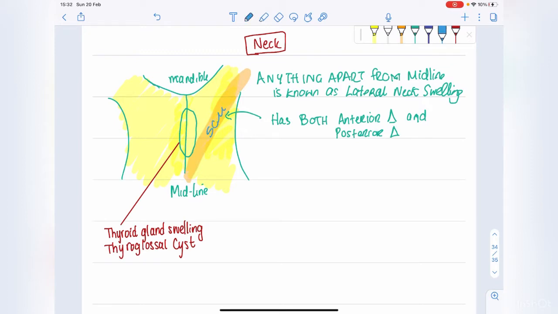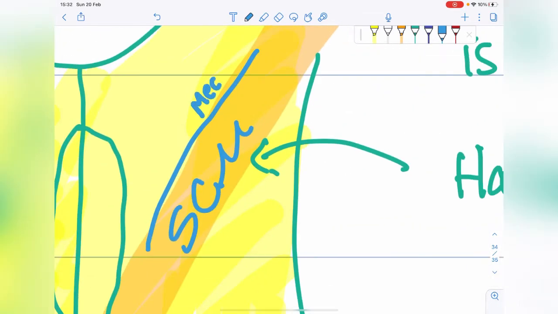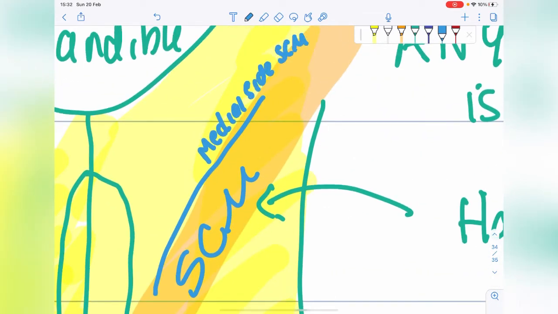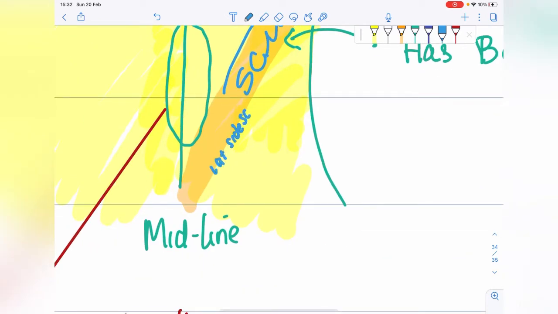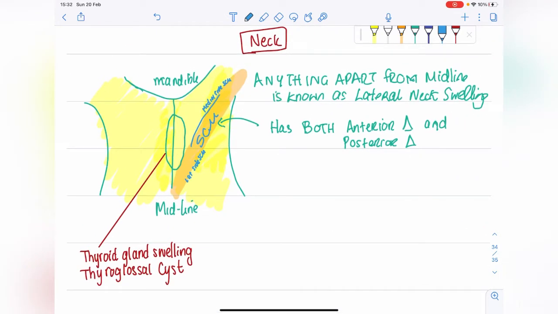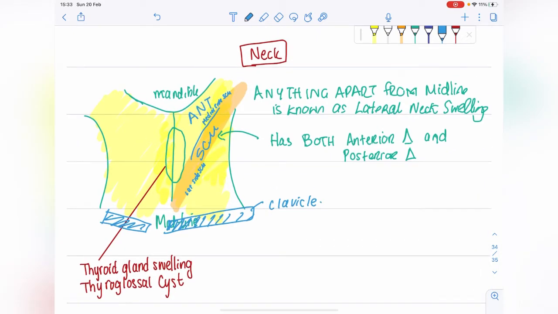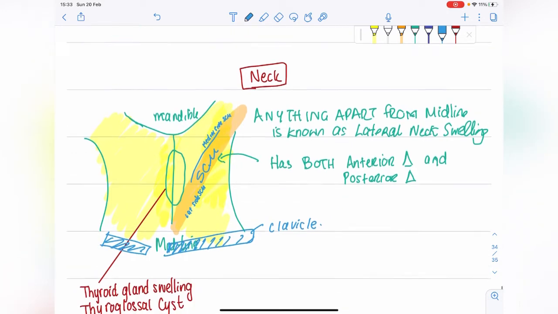Here's the sternocleidomastoid muscle, and this marks the border of the anterior triangle. See here, the anterior triangle is on the medial side, and the posterior is the lateral side of the sternocleidomastoid muscle. And the clavicle is below, where the SCM attaches. And that's the anterior triangle.